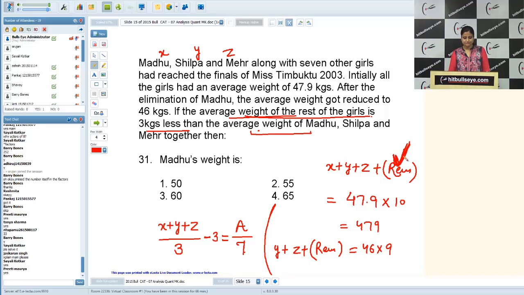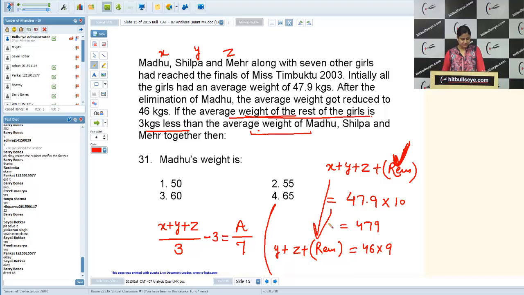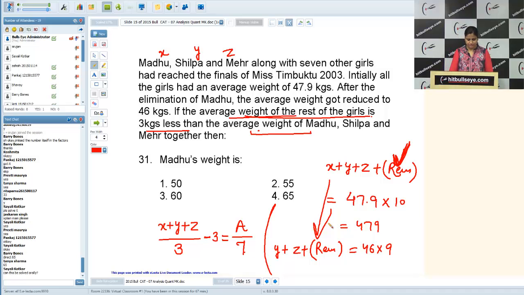Is it okay? We want to calculate Madhu's weight, but I think nothing is needed here. By using the first two conditions only, you can solve it for Madhu by taking the subtraction. Yes, exactly. The last line is redundant because we need to know Madhu's weight. So it will be 479 minus 46 into 9 only, because we need to know x. Yes, Ali, if you are good at logic, we can do that.